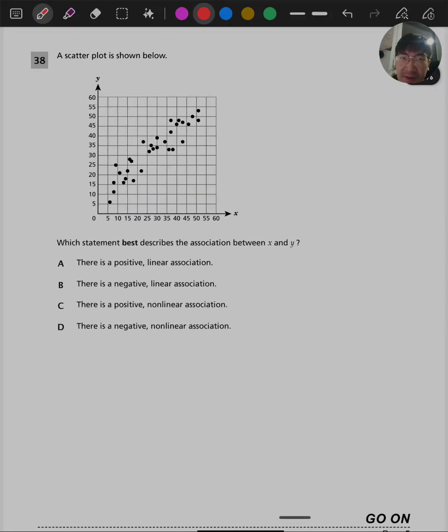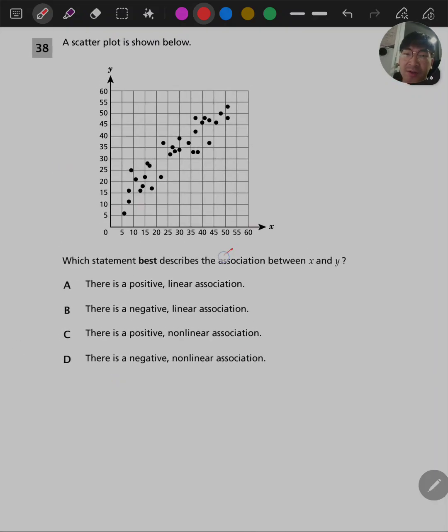Okay, so this is talking more about the statistics stuff. Which statement best describes the association between X and Y? Association just means a connection or a link between these two variables, X and Y. In statistics, you're oftentimes looking at data in the real world, so the X would represent something like time, and Y would represent something like the words per minute that you're typing, or time versus your growth, your height, or something like that, okay? But anyways, which statement best describes the connection between X and Y?